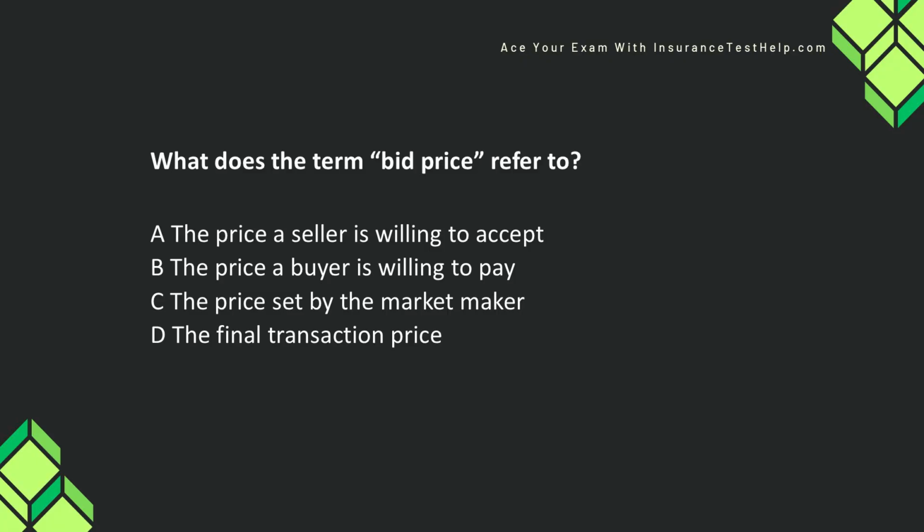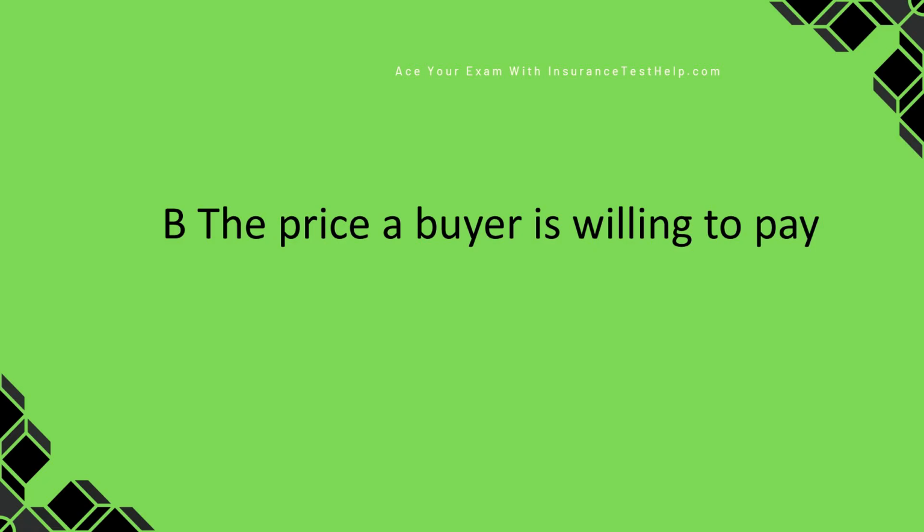What does the term bid price refer to? A, the price a seller is willing to accept. B, the price a buyer is willing to pay. C, the price set by the market maker. Or D, the final transaction price. So remember, bid is the price a buyer is willing to pay. Ask is what a seller is willing to sell it to you for, because they're asking that price. So just remember that bid, buyer, ask, seller.